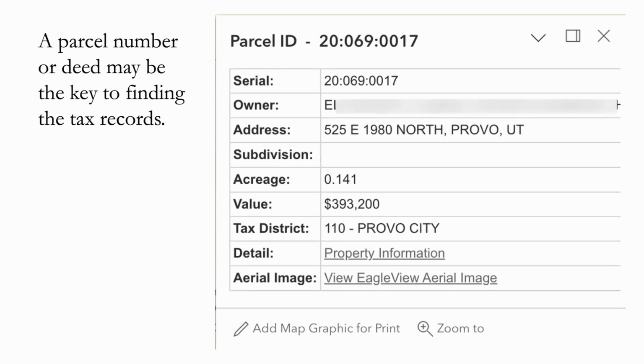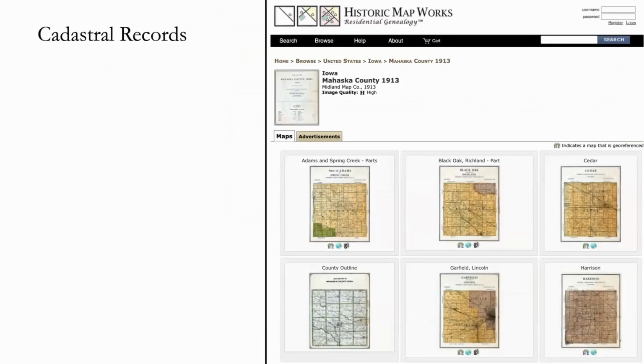And that parcel number up there may be the key to finding the tax records, because when they go from the county recorder, who is recording and storing this information, to the county assessor, who is assessing the taxes, they use the same information and they use the maps and everything in both places. Now, one other set of records that comes up very, very frequently across the country are called cadastral records.